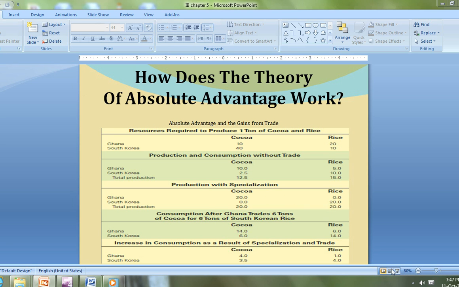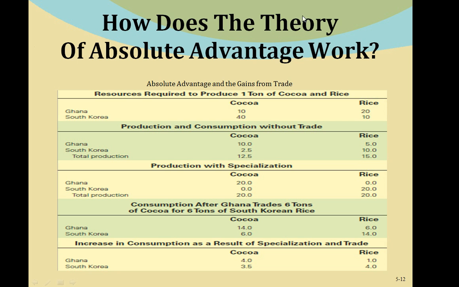Okay, again, we have a look. Please remember the assumption just now. We have the full script here. Hopefully you still remember: to produce 1 ton of cocoa, Ghana needs 10 resources. And then production without trade. How many tons do they have?